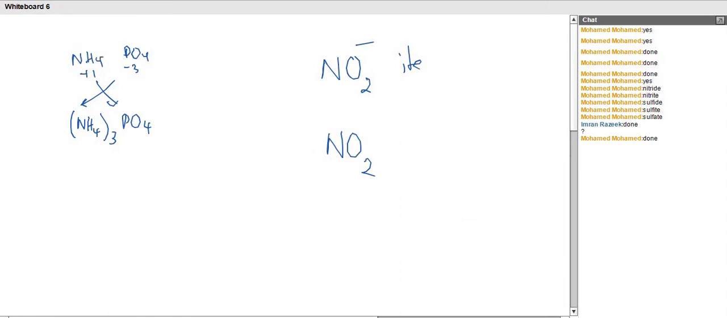So NO2 is not nitrite, that's nitrogen dioxide. Likewise, SO3 is not sulfite, it's sulfur trioxide. If it is sulfite, it will carry a charge, right? So for simple molecules, you can use the prefixes mono, di, tri to name them. For example, if I say CO2, it's carbon dioxide. Dioxide, in short, we say di is 2. How about CO? Carbon monoxide. Mono is 1. Monoxide, in short, we say.